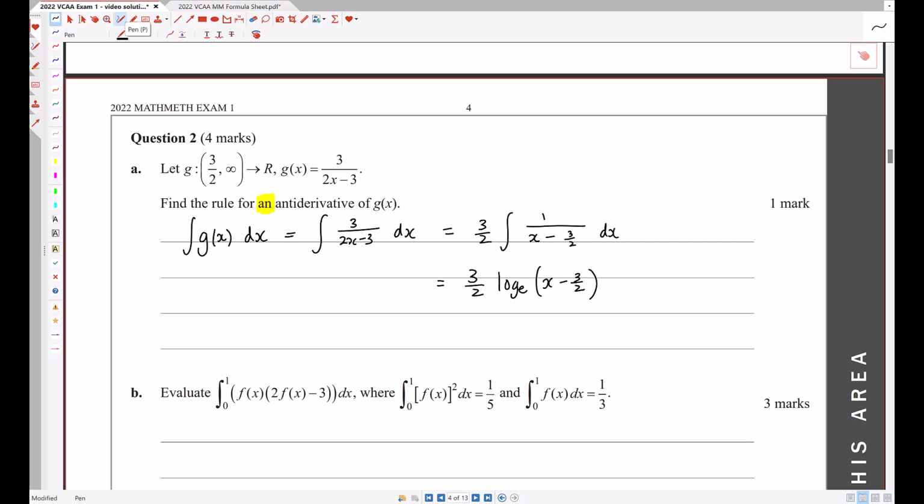Or if I didn't take out the 3 on 2, or I would have taken out the 3, but if I left the 2 inside the denominator, I might have instead written this as 3 times an antiderivative of 1 on 2x minus 3, in which case my 3 would still sit there. It would be log e of 2x minus 3, but I'd also have to divide by this 2, this coefficient of x. So we'd have half log e of 2x minus 3, which would mean my answer would be 3 on 2 log e of 2x minus 3.